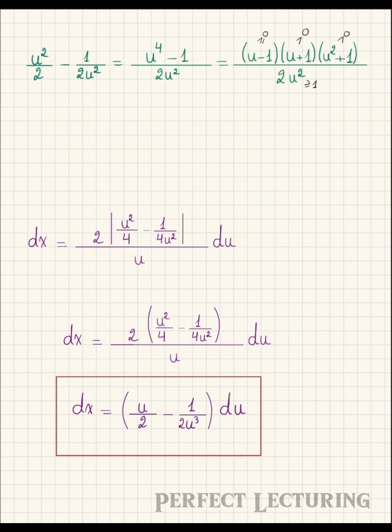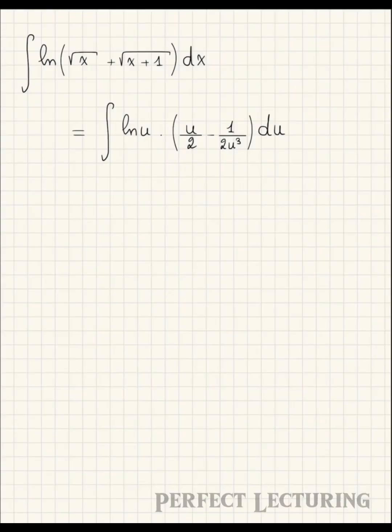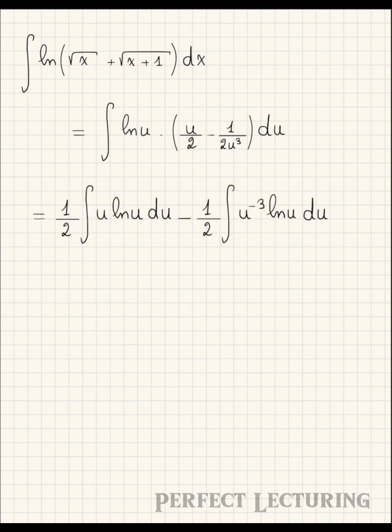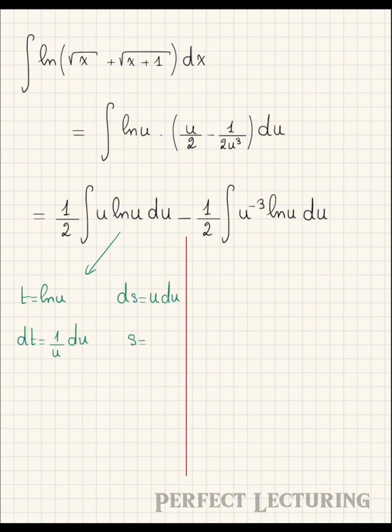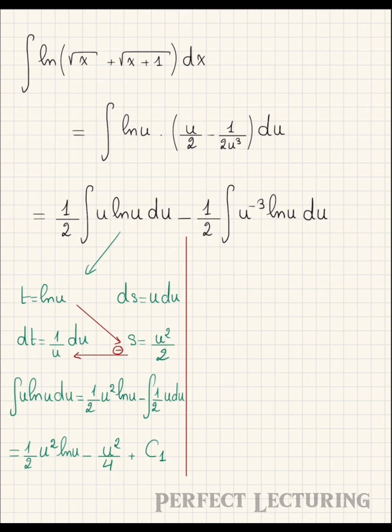Now we can go back to the integral and solve it. The integral becomes this, which splits up into the difference of the following two integrals, and both can be easily approached using integration by parts. So for the first integral, we let t equal to the ln of u, and ds equal to u du. So dt is equal to 1 over u du, and s equals u squared over 2. We apply the integration by parts formula, and we end up with this, and that's the final answer for the first integral. But of course, we eventually have to multiply the answer by half.